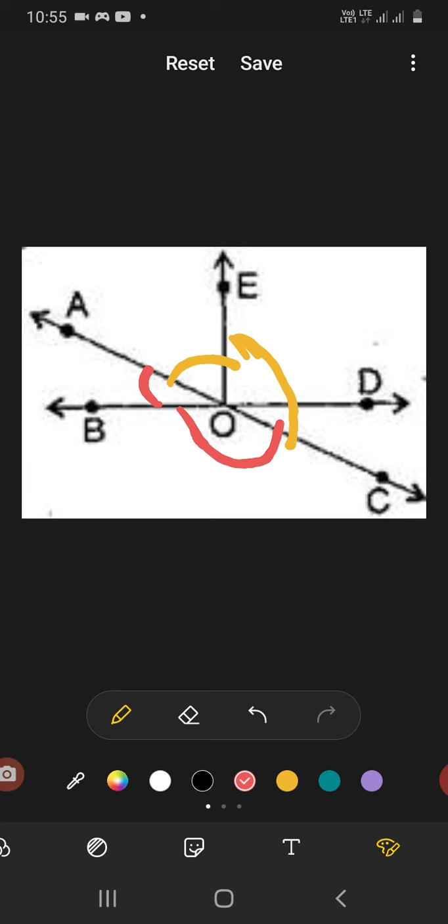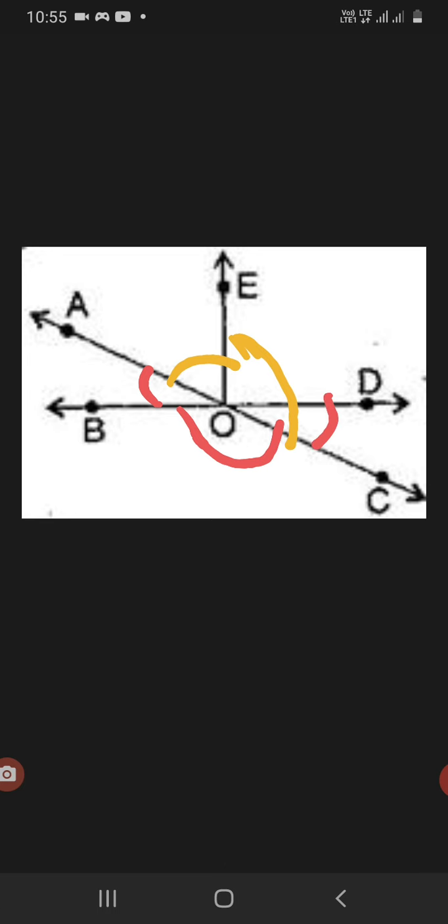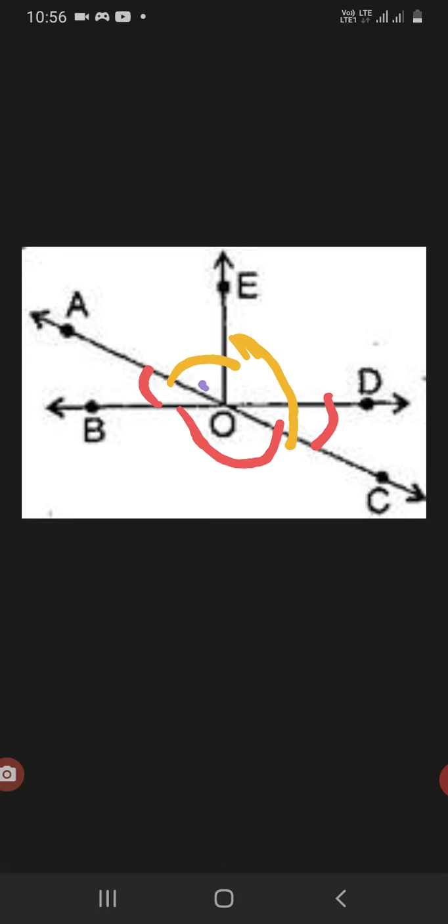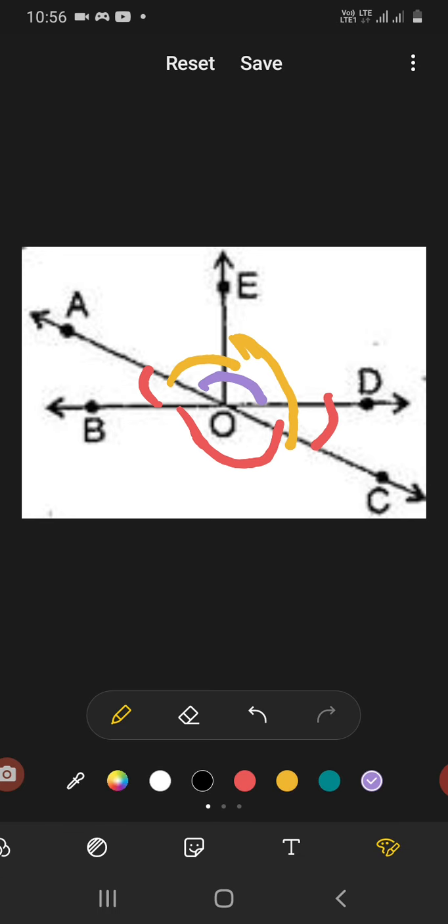Next is BOC and COD, also supplementary but unequal angles. Another is AOD and DOC.